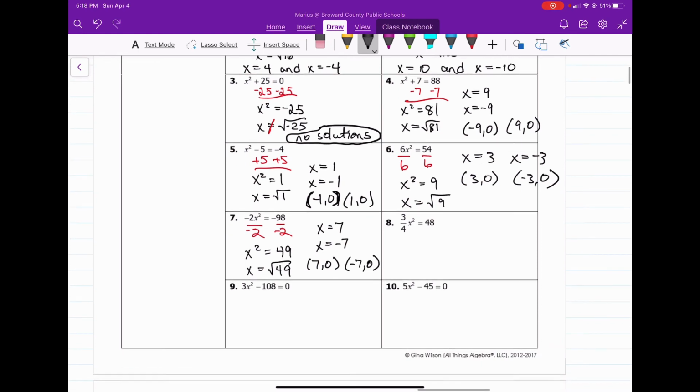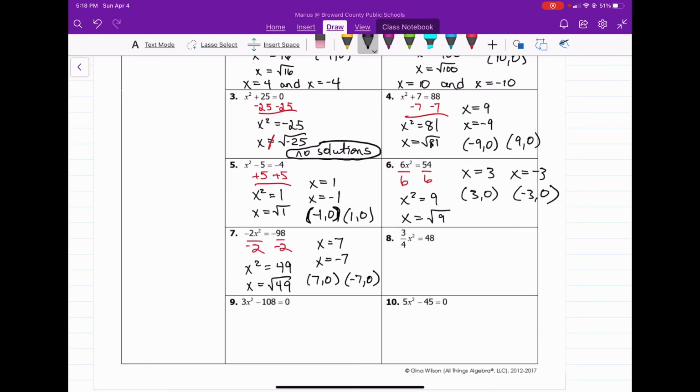Let's take a look at number 8. We would actually multiply both sides by 4/3. When we do that, that gets the x squared term by itself. And 48 times 4/3 is 64. The square root of 64 is positive 8 and negative 8. So x equals positive 8, x equals negative 8. Our x-intercepts are (positive 8, 0) and (negative 8, 0).